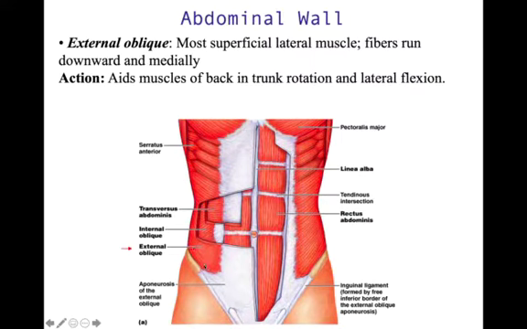You see the fibers running at a diagonal. What's the fancy word in anatomy when we say diagonal? Well, we say oblique, right? Oblique section or oblique plane. So here we see the muscle fibers running diagonally in this direction. We call these the external obliques. They aid the muscles of the back in trunk rotation and also lateral flexion. Think about when you go to the gym and you're working out your obliques, doing that little teapot dance, right? That's what we call the external obliques.